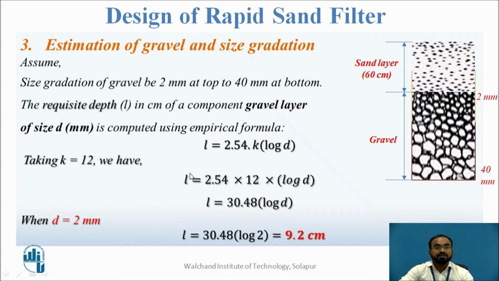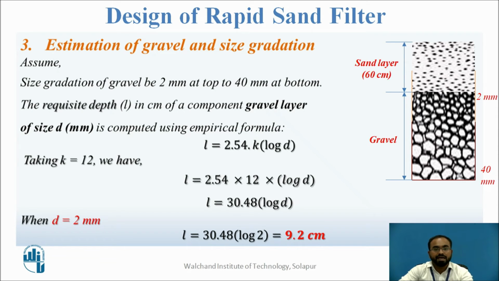Coming to the third point, that is the size gradation of gravel. We are going to see how the variation of size is there, and with respect to that, what depth is given to each particular size of gravel. To do that, first we will assume the size gradation of gravel to be varying from 2 mm on top. You can see on the right hand side diagram, at the top of the gravel there is 2 mm, and at the bottom there is 40 mm. In the diagram you can also see the gravel size slowly increasing.